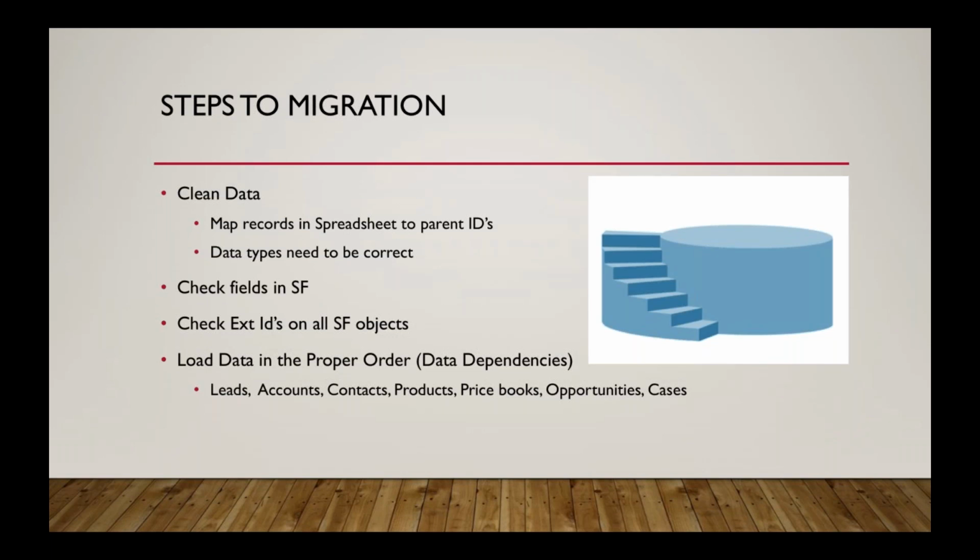As you start getting into the actual migration itself, there are some steps that you want to follow to try to keep the project moving as smoothly as possible. The first thing is you want to make sure that you are mapping your records and your spreadsheets to your parent IDs. Things like making sure that contacts have a link to their accounts, so that when you import those contacts, they get linked to the account that they belong to. And any other data dependencies that you may run into. Make sure it's all mapped in your spreadsheet.